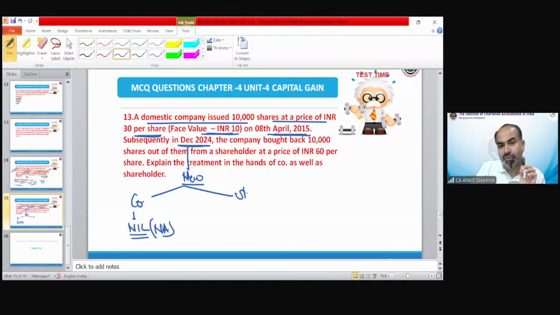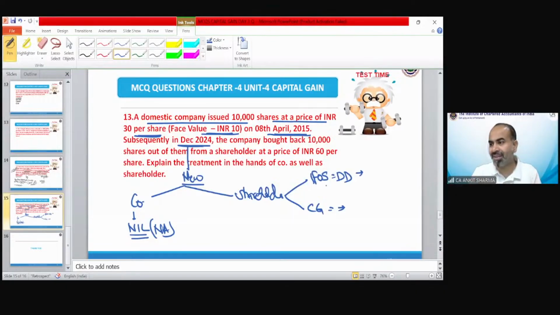But now in case of shareholder, there are treatment under two heads of income. One is income from other source, deemed dividend, and one is under capital gain. So what is going to be the answer in the hands of shareholder in this scenario?